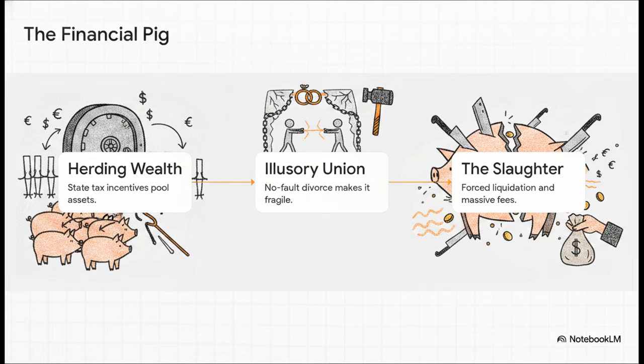Step 2 is the illusory union. The legal vows might say until death, but no-fault divorce ensures that union is actually highly fragile. And step 3, well, that's the slaughter. When the relationship fractures, all that wealth cannot remain intact. It has to be aggressively liquidated, triggering massive fees. The state, the analysis argues, is acting as both the breeder and the butcher.